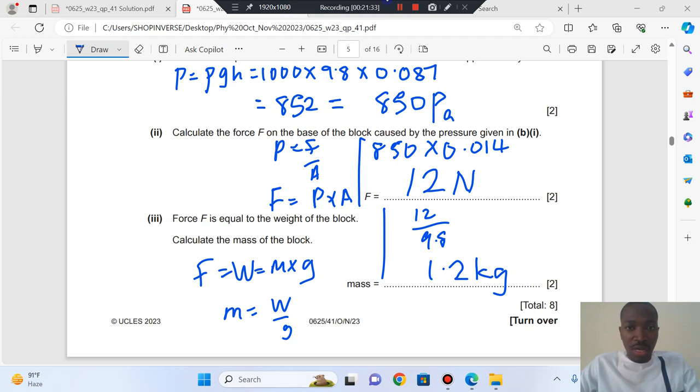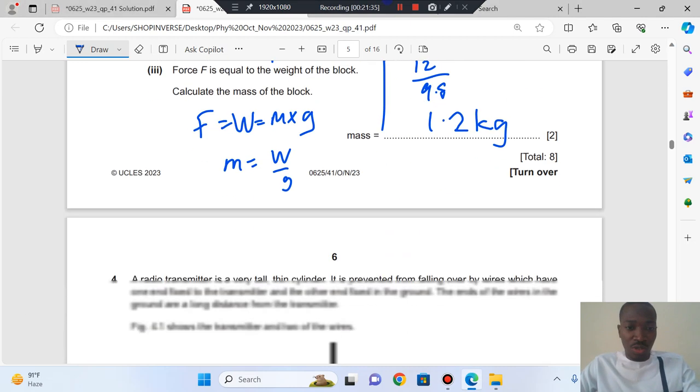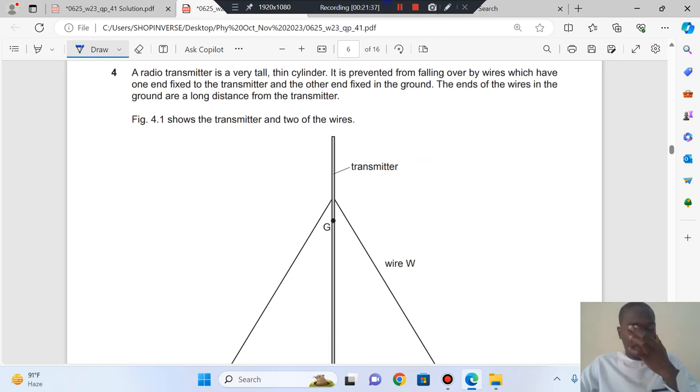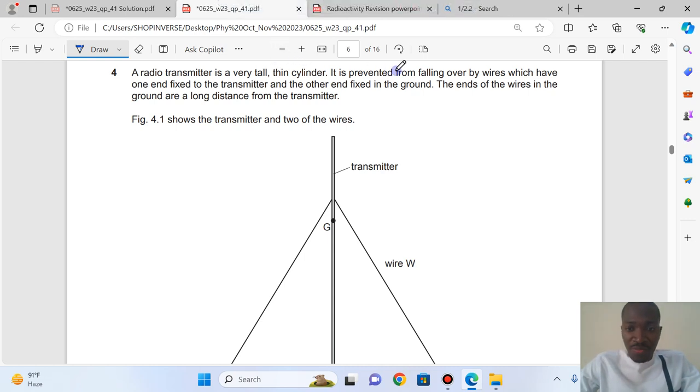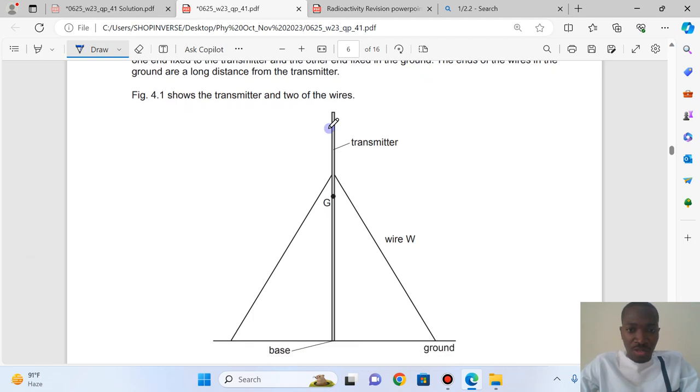Okay, that's the end of that question. We go to the next question. Question number 4. A radio transmitter is a very tall, thin cylinder. It is prevented from falling over by wires which have one end fixed to the transmitter and the other end fixed in the ground. Okay, so these are the wires, one end fixed to the transmitter, the other end fixed in the ground.